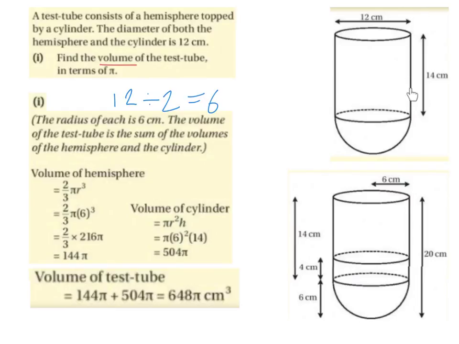So the height was given to us in the picture in the question. And pi times 6 squared times 14 is 504 pi. So the volume of the entire test tube, we add them together to give us 648 pi centimeters cubed, because we have volume.